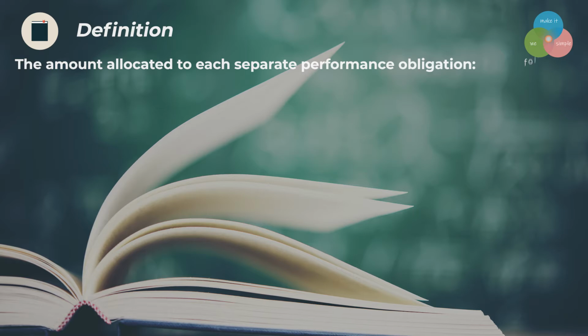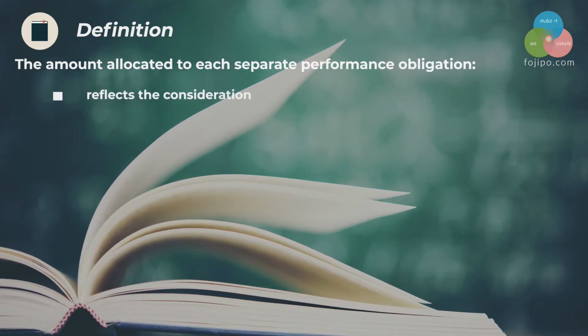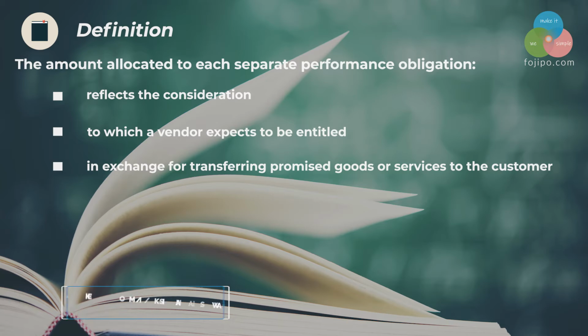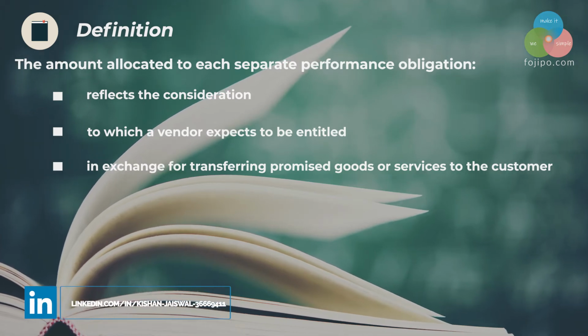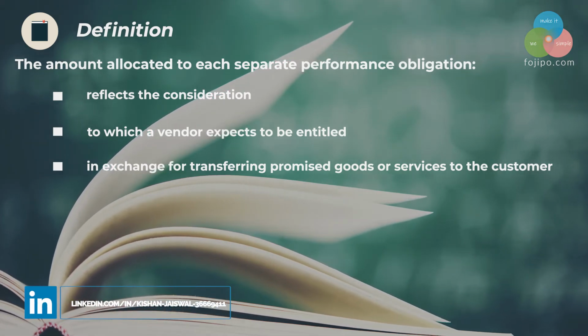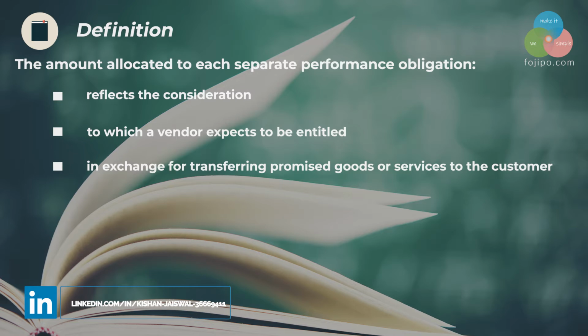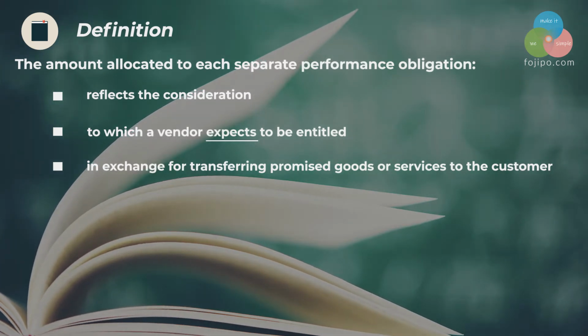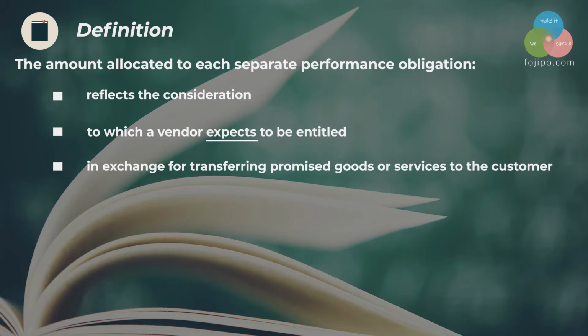The amount allocated to each separate performance obligation reflects the consideration to which a vendor expects to be entitled in exchange for transferring promised goods or services to the customer. This is the textbook definition. In this definition, you will notice use of the word expect. That means a scope for doing an estimate is open.